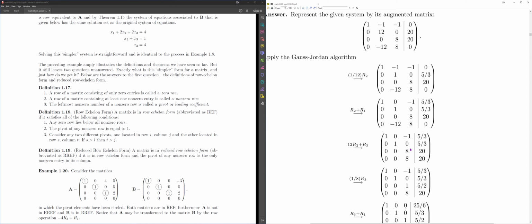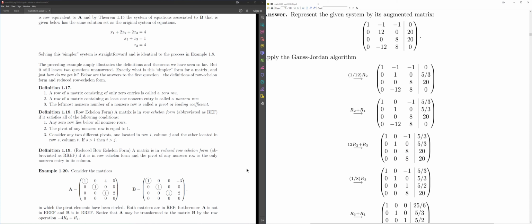If you want to move towards getting it in REF form, you need to make that 1. How do you make it 1? You just multiply by 1/8. If you multiply by 1/8, this becomes 1 over here, and this is now 20 on 8, which is 5 on 2. When you do that, you're not really changing information about the system, so you're allowed to do that.